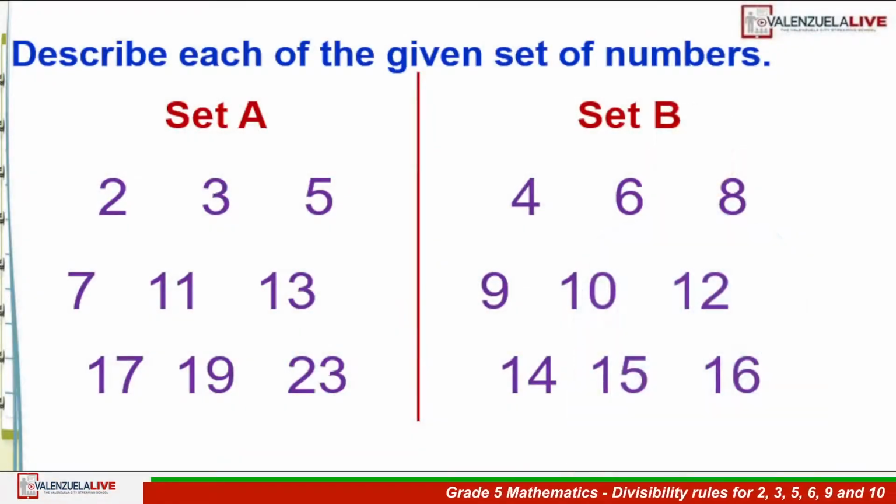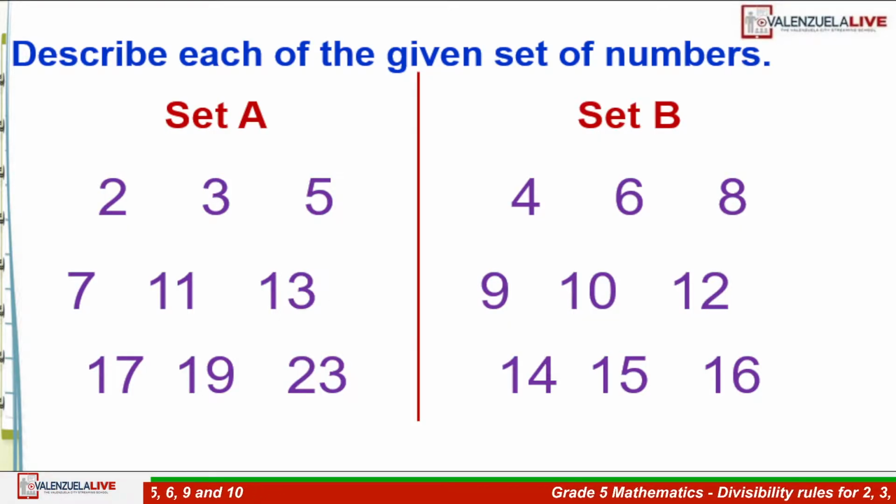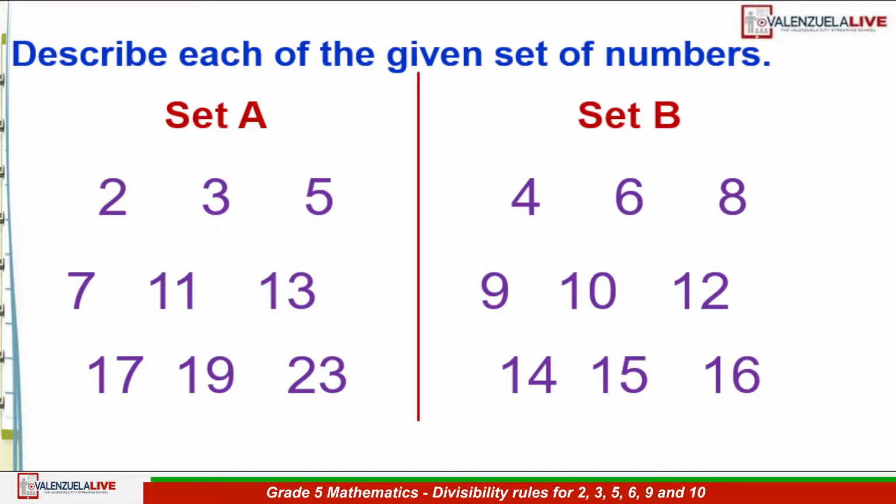Okay. Let's have these two sets of numbers. Will you describe each of the given set of numbers? In set A, we have 2, 3, 5, 7, 11, 13, 17, 19, and 23. And in set B, we have 4, 6, 8, 9, 10, 12, 14, 15, and 16. Okay, what can you say about these two sets of numbers?